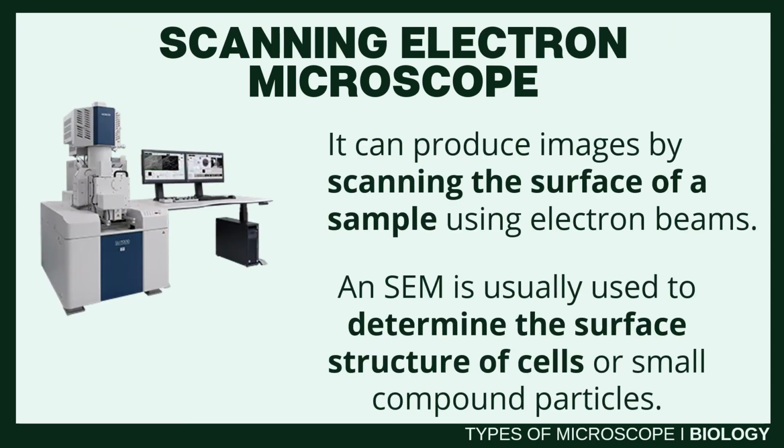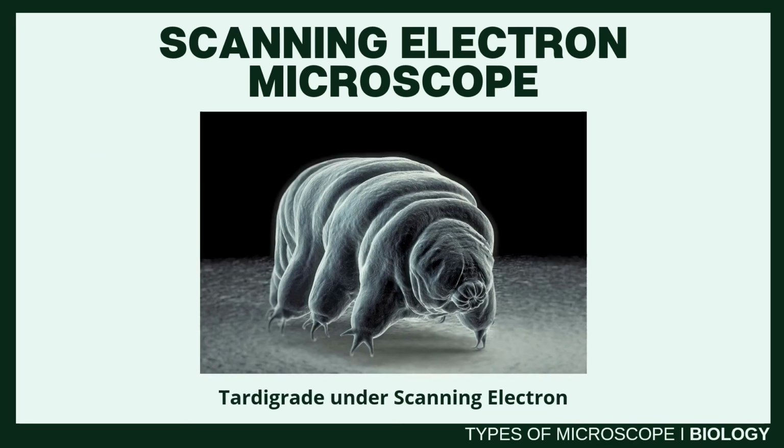On the other hand, the scanning electron microscope can produce three-dimensional images by scanning the sample surface using electron beams, and it is essential to determine the surface structure of small compound particles. This is an image of a sample specimen observed under a scanning electron microscope.